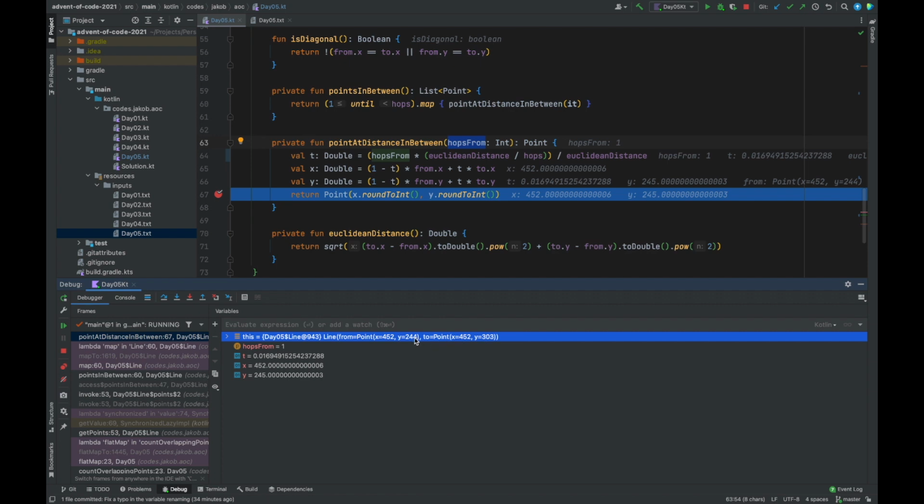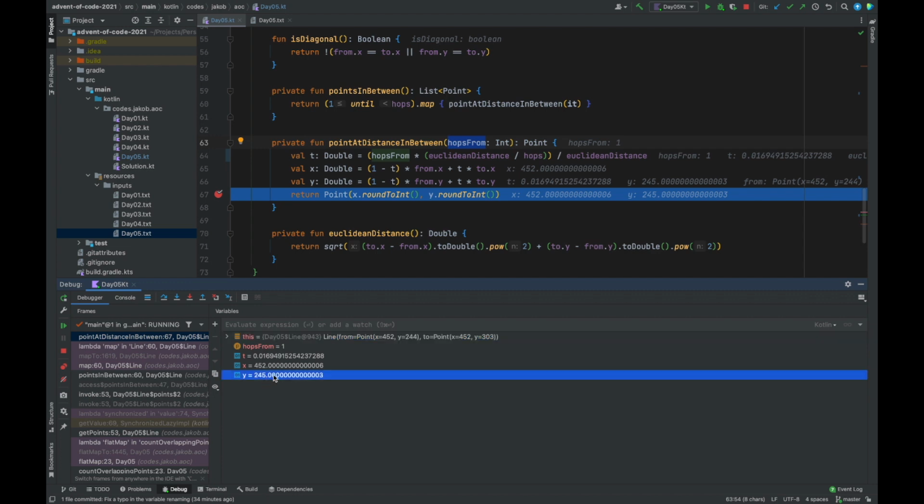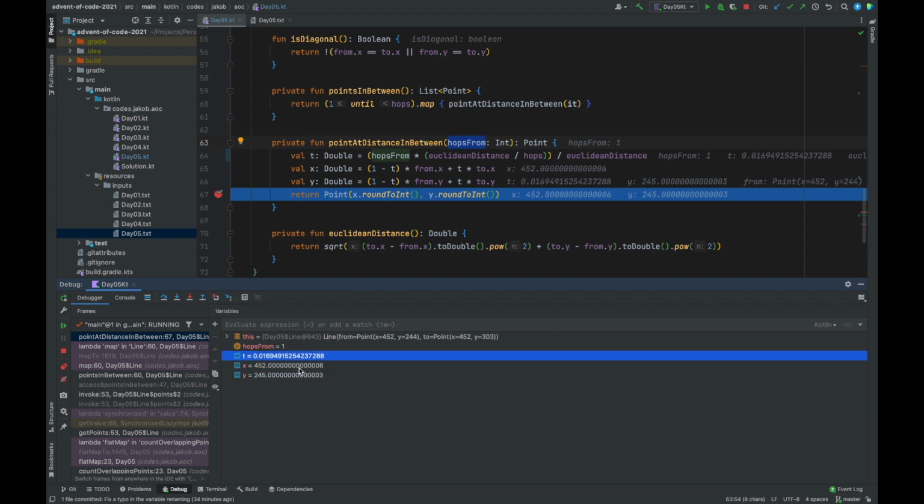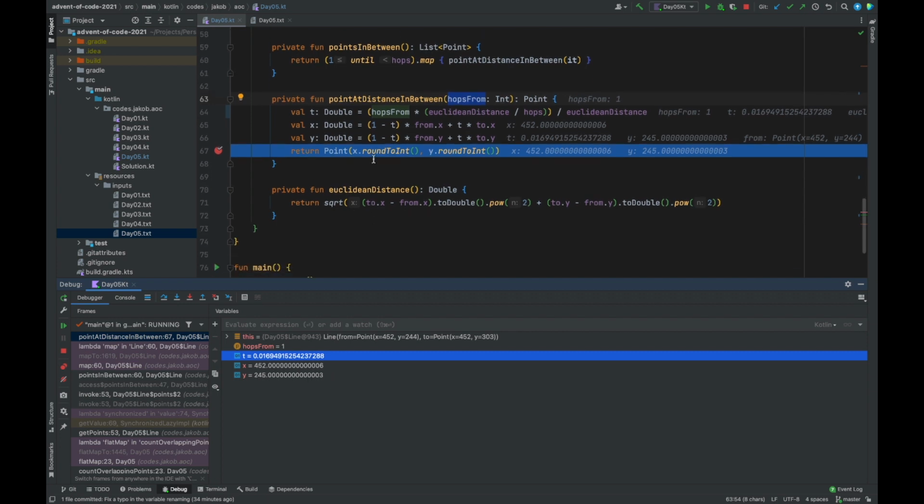You obviously need to go just down on the y-axis. So the x-axes are already the same, right? So you just need to count up from 244 all the way to 303, which is precisely what is happening here. You see, due to rounding errors right here, because it's just a normal double, you get some really strange looking numbers, but that's why we do round to int here.